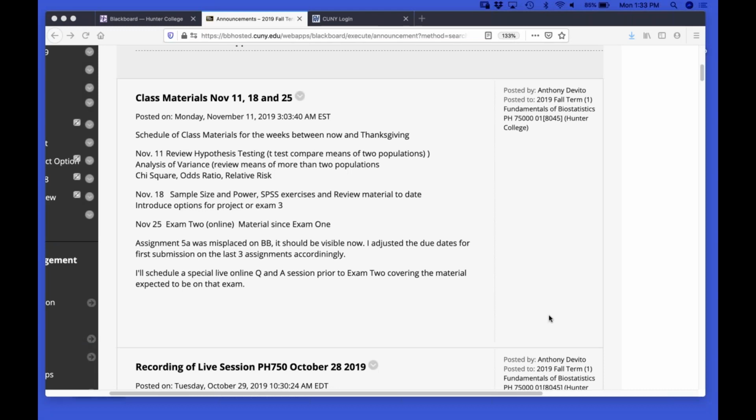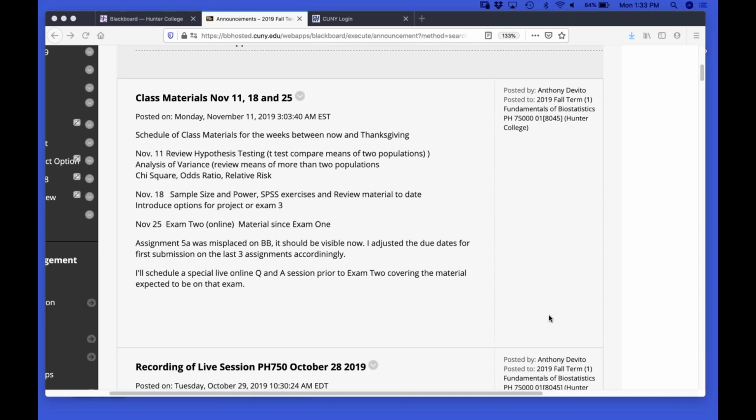So up until now, we've been concentrating on mostly numerical variables. We looked at confidence intervals. We looked at comparing means of two groups using hypothesis testing, using the t-test. We looked at comparing the means of more than two groups using analysis of variance.